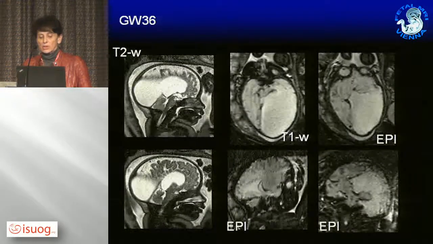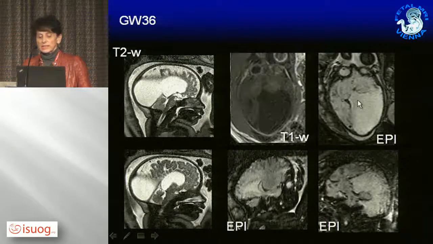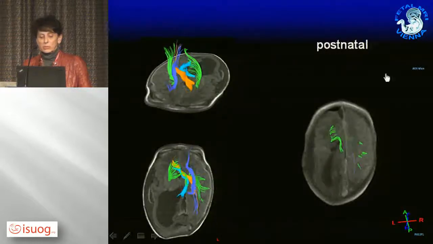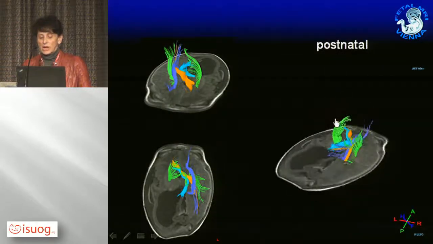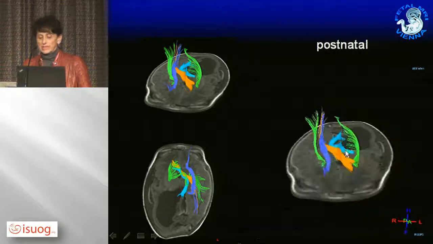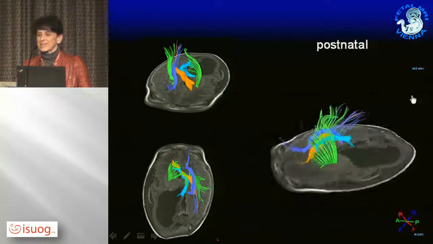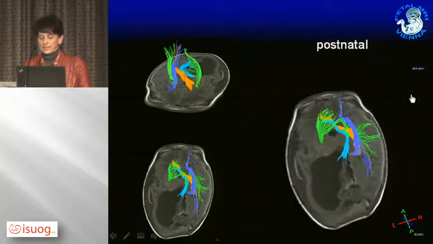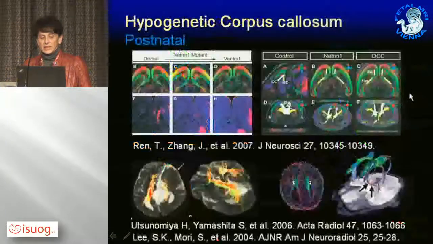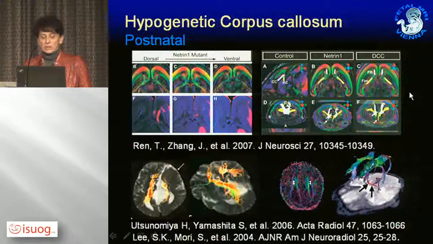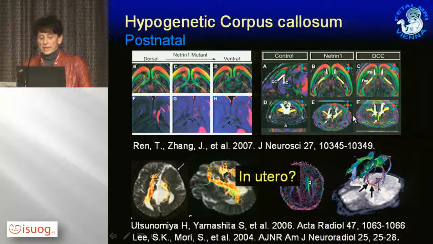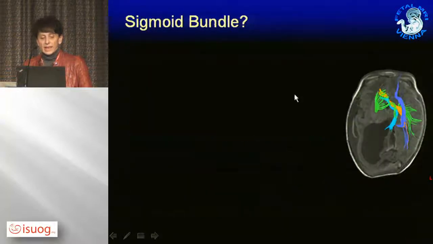We were not able to do another tractography prenatally, but we could do it postnatally, and here we could prove the presence of this so-called sigmoid bundle. So what is this? It has been shown in animal studies, and it has been shown postnatally. But it had never been shown in utero in vivo.